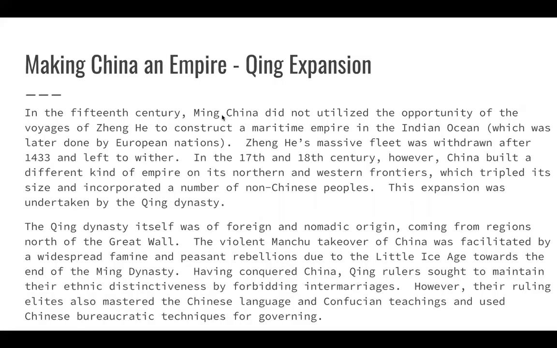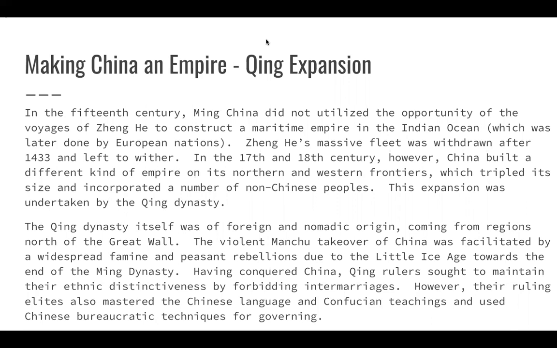So, Qing expansion. In the 15th century, Ming China did not utilize the opportunity of the voyages of Zheng He to construct a maritime empire in the Indian Ocean. This was later done by the European nations, starting with Portugal. Zheng He's massive fleet was withdrawn after 1433 and it was left to wither. In the 17th and 18th century, however, China built a different kind of empire on its northern and western frontiers, which tripled its size and incorporated a number of non-Chinese peoples. This expansion was undertaken by the Qing Dynasty.